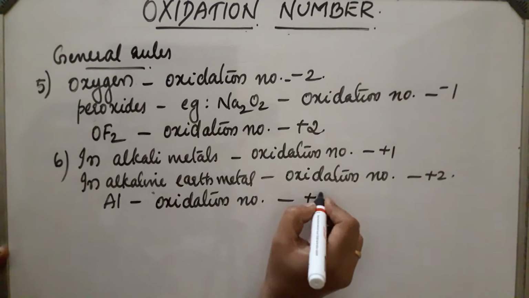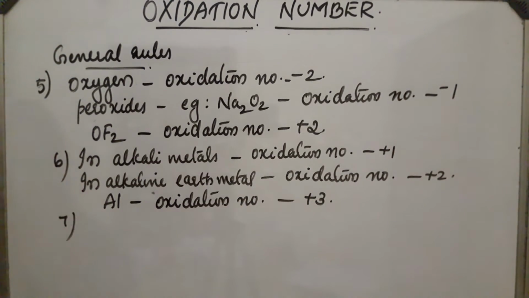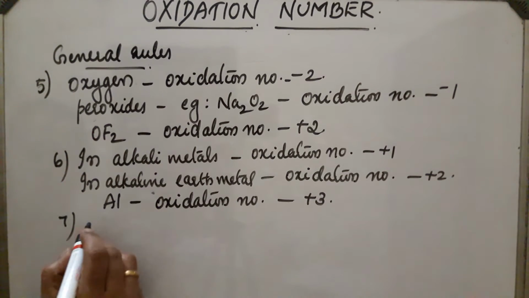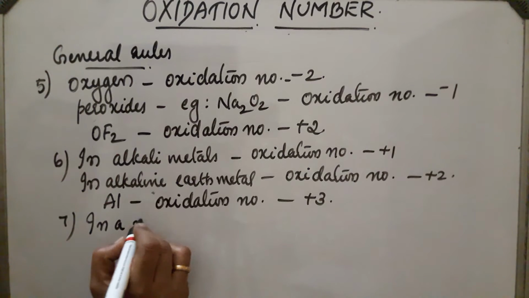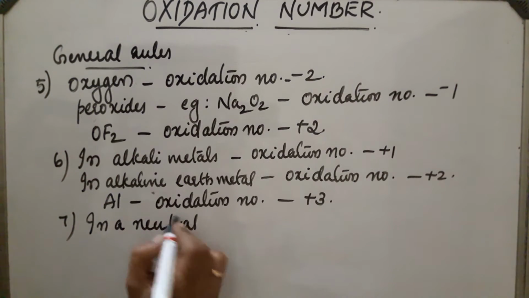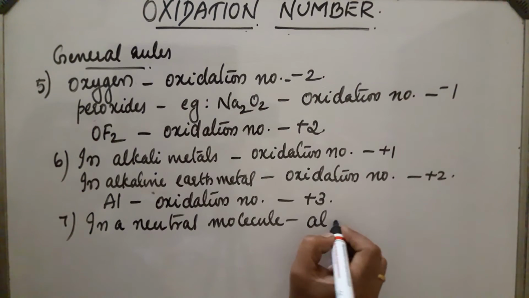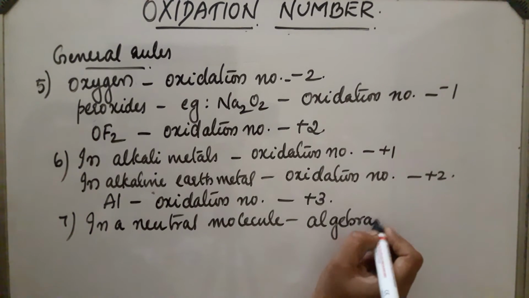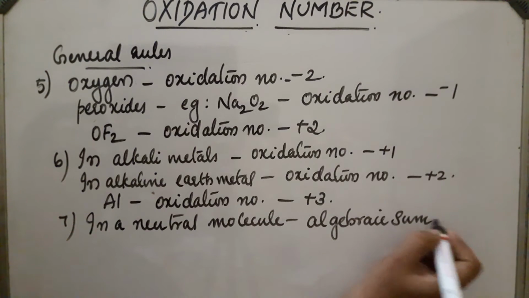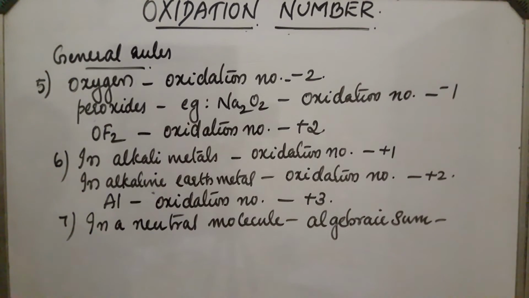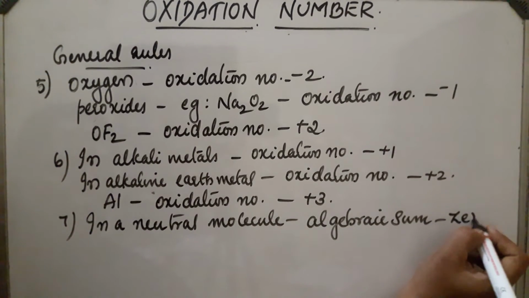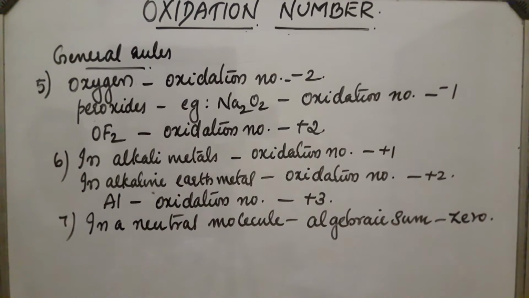Next point, the algebraic sum of the oxidation numbers of all the atoms in a neutral molecule is 0.